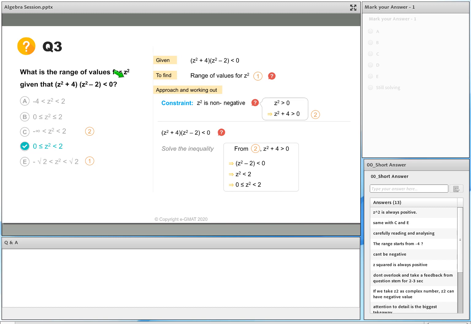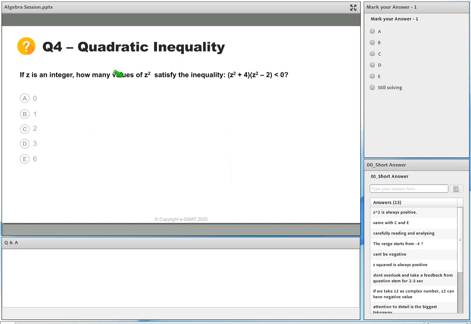Okay, all right, I'm opening the poll now. Mark still solving, and let's go with more attention to the next question. Here we go. Good luck.